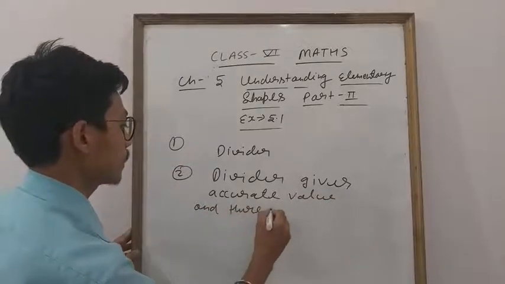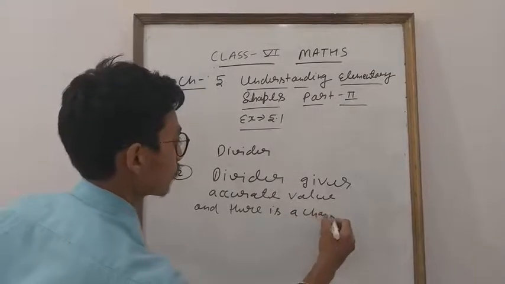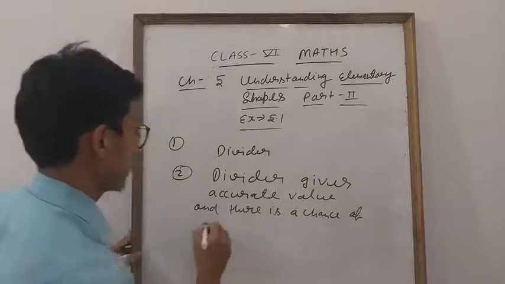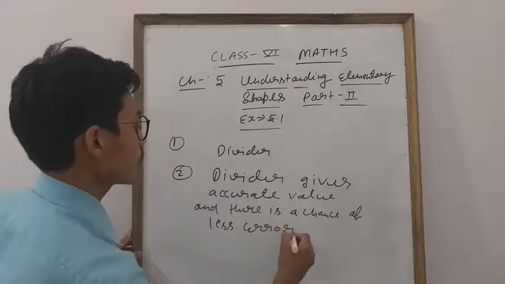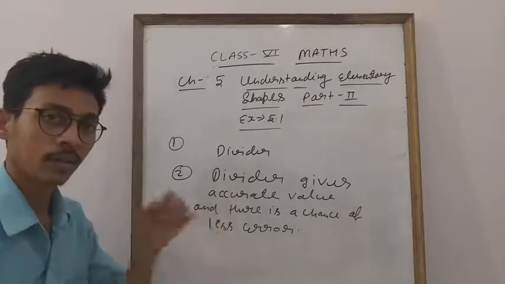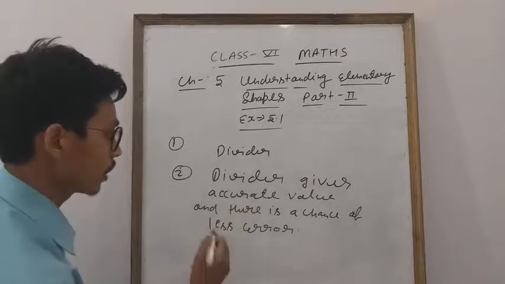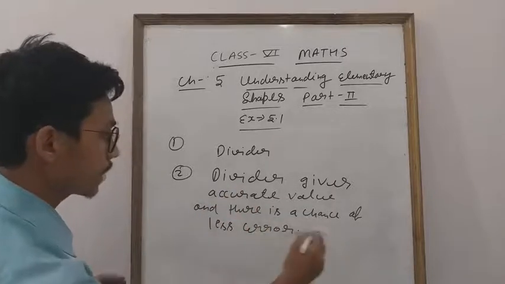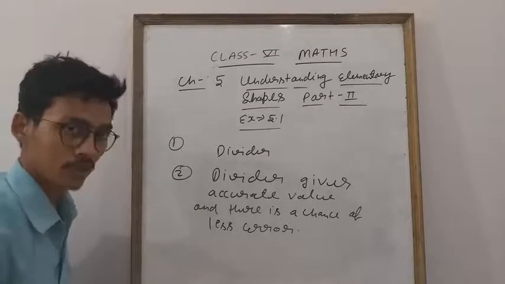There is a chance of less error. Because we are studying math, and in math we have to reduce error, meaning less, as far as it is possible. Clear, everyone? So a divider gives the accurate value and there is a chance of less error. Due to this we will use a divider.